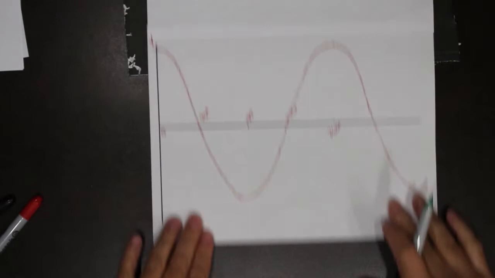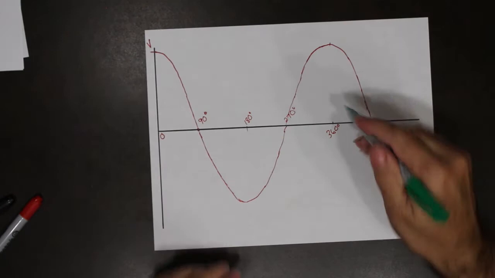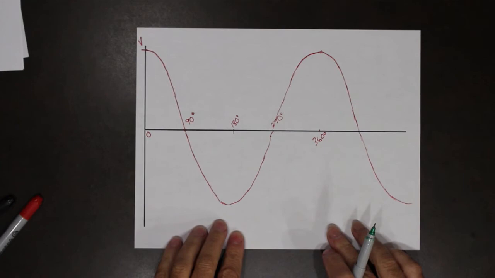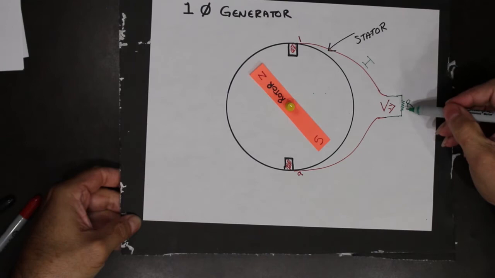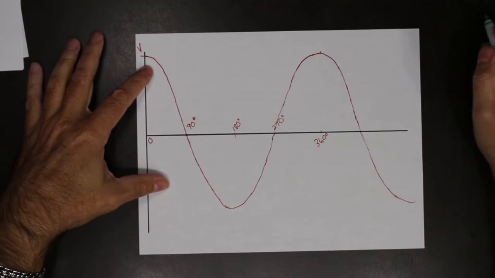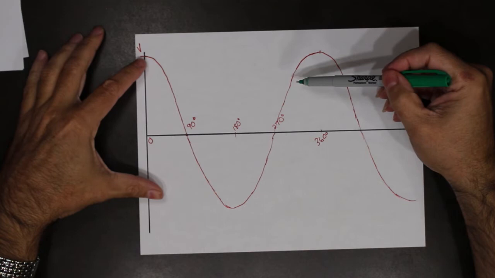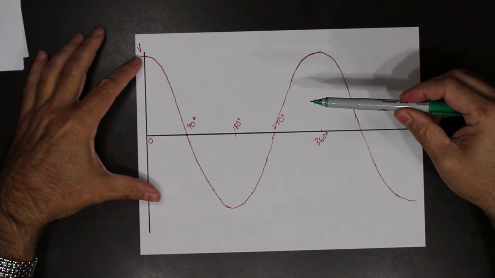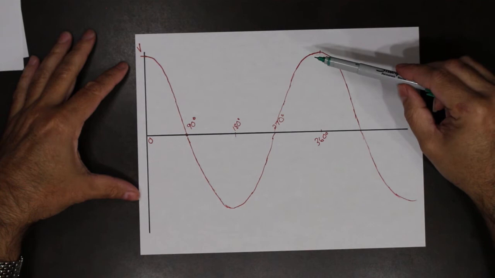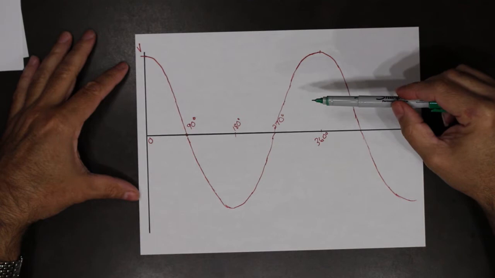So if I was to take this waveform, so this is our voltage waveform, and I was now connecting a resistor, we would have current flowing. From AC circuits, you should remember that when you put an AC voltage onto a resistor, the current that is flowing through the circuit is in phase with the voltage. So the current is in phase with the voltage.